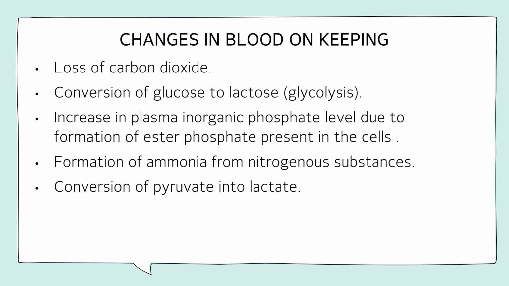Changes in blood on keeping: if we keep blood for a long period of time, what are all the changes that happen in the blood? The first thing is loss of carbon dioxide, and the conversion of glucose to lactate happens, and an increase in plasma inorganic phosphate level due to formation of ester phosphate present in the cells, and formation of ammonia from nitrogenous substances, and conversion of pyruvate into lactate.